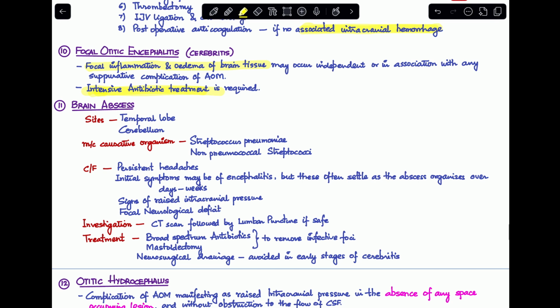Next complication is brain abscess. Now, the common sites involved in the brain abscess are the temporal lobe and the cerebellum. The most common causative organism is Streptococcus pneumoniae and sometimes even non-pneumococcal streptococci. The patient presents to you with persistent headaches. Initial symptoms can resemble encephalitis, but they often settle as the abscess organizes over days to weeks. There will be signs of raised intracranial pressure and focal neurological deficit. Investigation usually involves a CT scan followed by lumbar puncture, and treatment involves broad spectrum antibiotics, mastoidectomy and neurosurgical drainage.